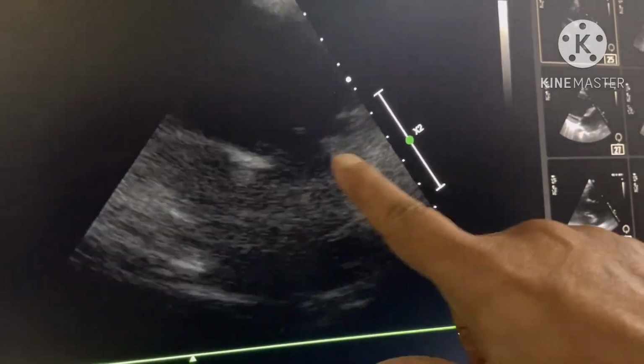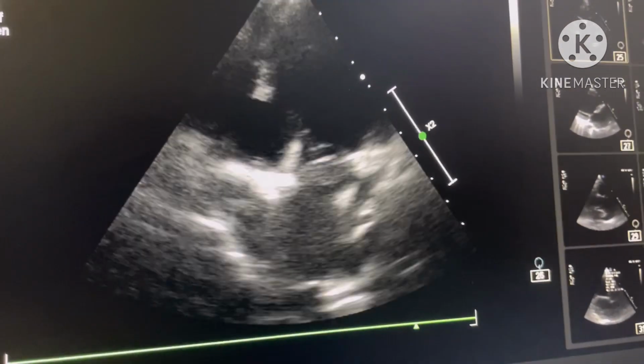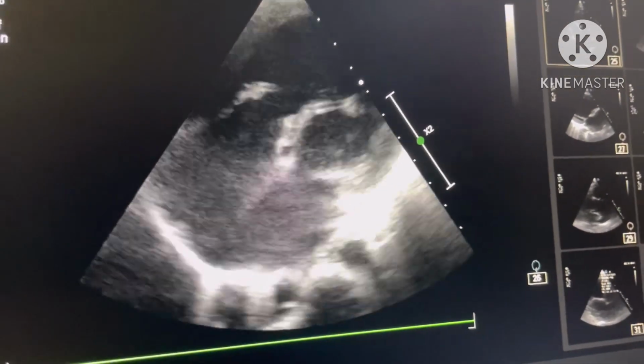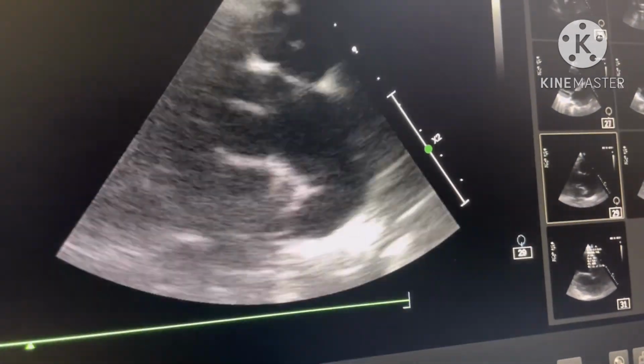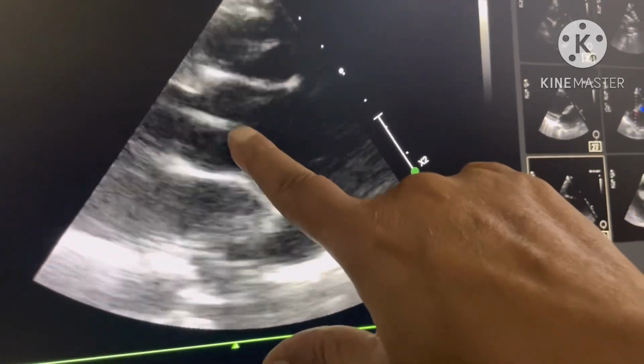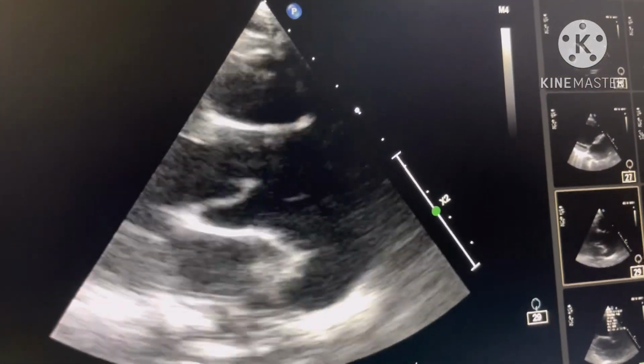So this is the case of double inlet single ventricle. The rudimentary right ventricle is communicating with the left ventricle through the VSD. So the overall case is double inlet single ventricle with D-transposition of great arteries.